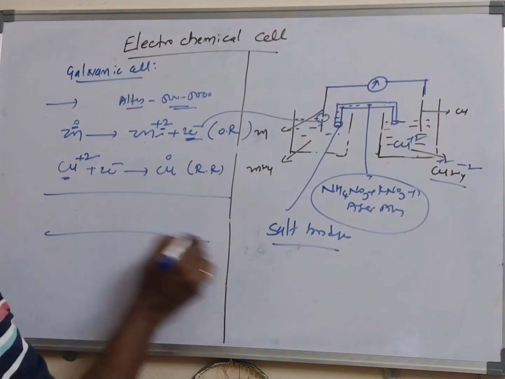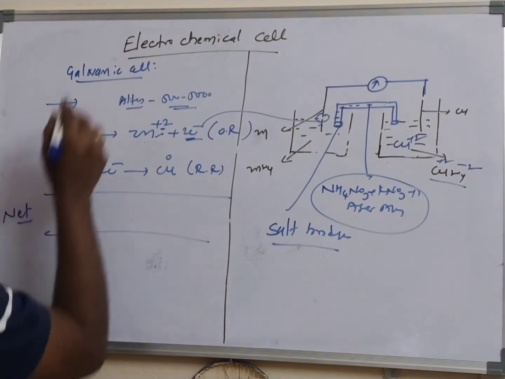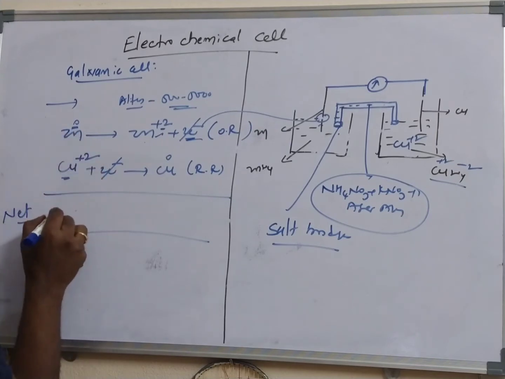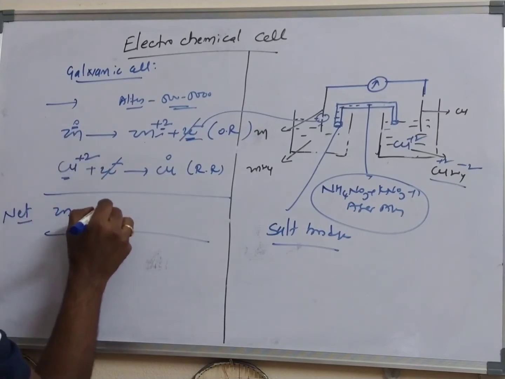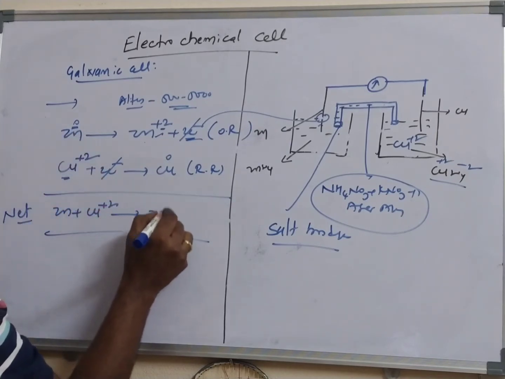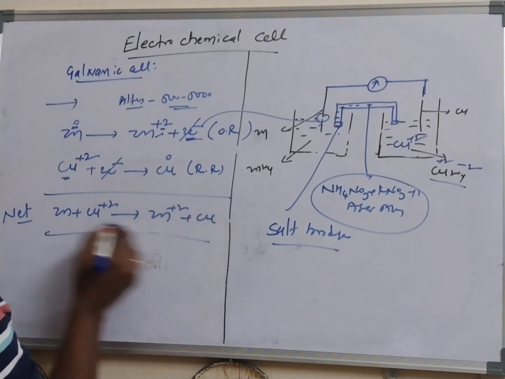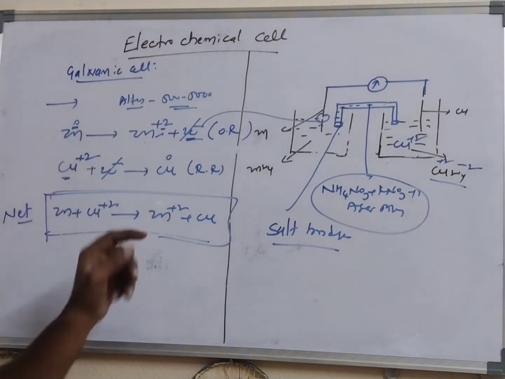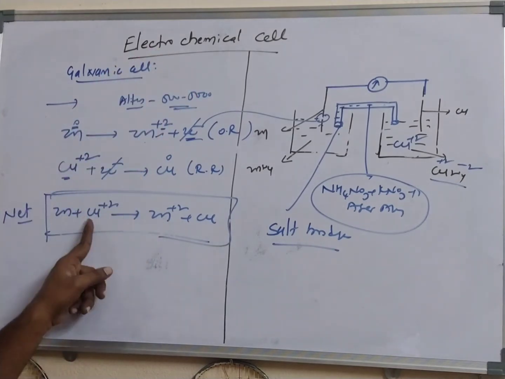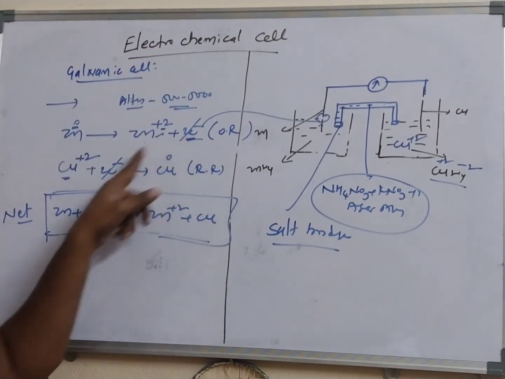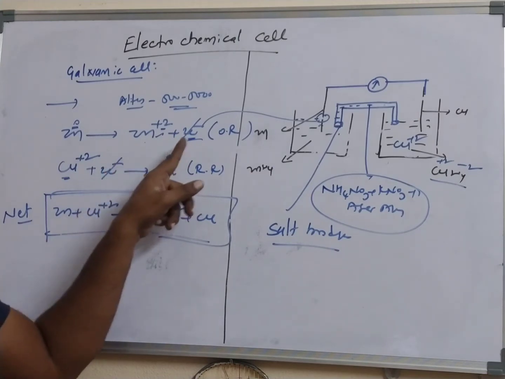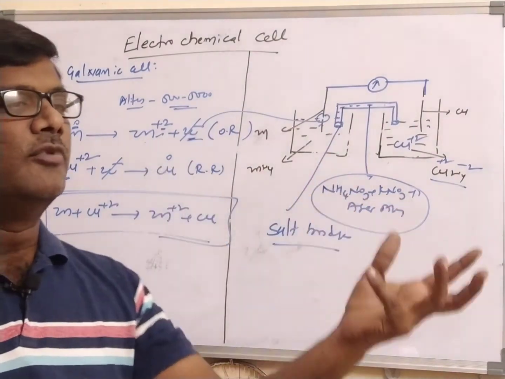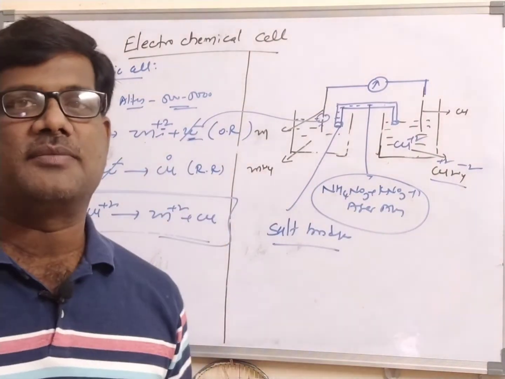Ultimately, the net reaction in the galvanic cell, if you observe, is that these 2 electrons get cancelled. Here you take zinc plus copper plus 2, which converts into zinc plus 2 and copper, and this is the reaction that takes place in the galvanic cell or electrochemical cell. Zinc undergoes oxidation, copper undergoes reduction, with the help of the 2 electrons migrating from the zinc to the copper sulfate solution. Ultimately the movement of electrons takes place and electricity is produced.